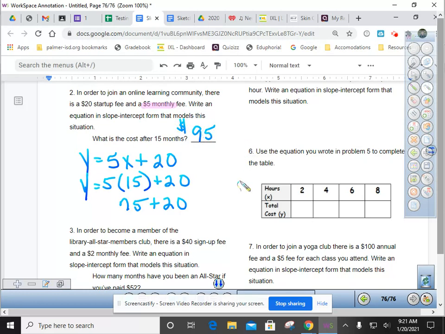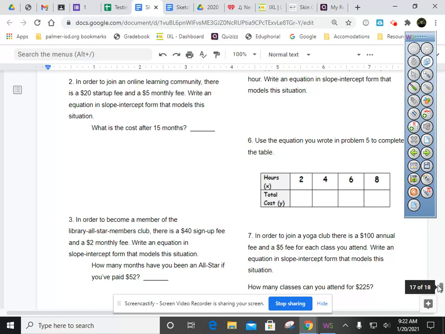So is this hard? No. The hardest thing you're going to have to worry about is they're going to give you an amount instead of the months or the years or whatever the X stands for, which means you would plug it into where the Y goes. That's the hardest thing you're going to have to worry about. Look at number 3.